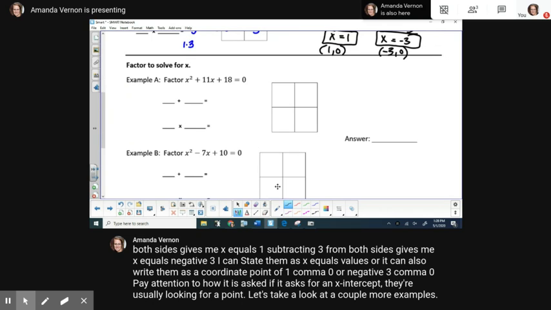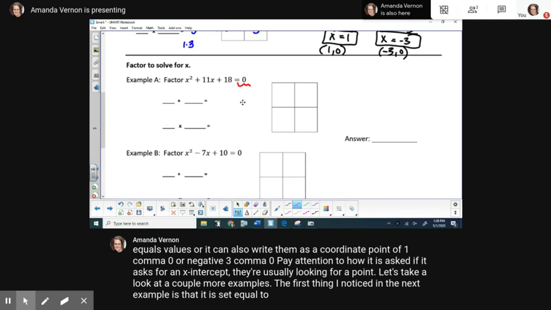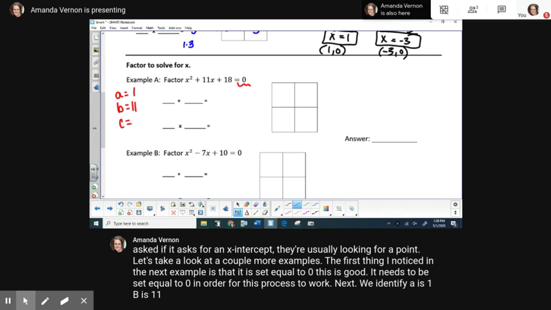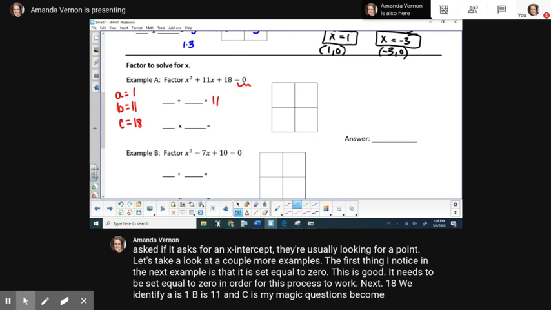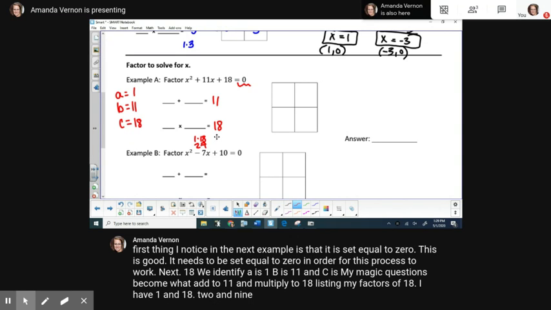The first thing I notice in the next example is that it is set equal to 0. This is good. It needs to be set equal to 0 in order for this process to work. Next, we identify A is 1, B is 11, and C is 18. My magic questions become what add to 11 and multiply to 18. Listing my factors of 18, I have 1 and 18, 2 and 9, 3 and 6. Well, only one of those pairs will add to 11, so 2 and 9 it is.